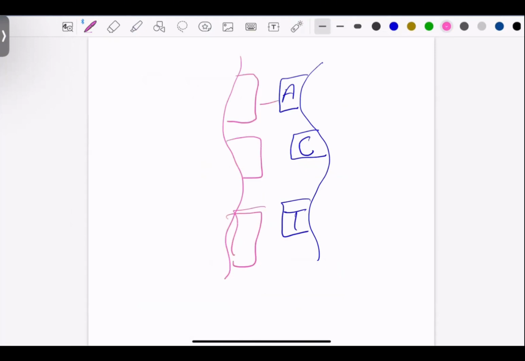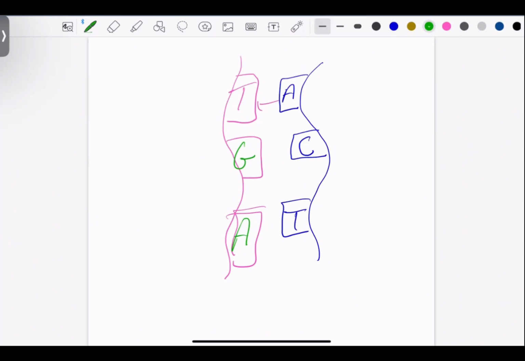So here, with A, I'm going to write T. A with T. Yes, and C with G, and the T again here with A, and so on. Do you get it? That is how the question comes here.